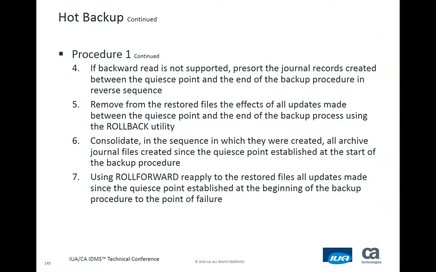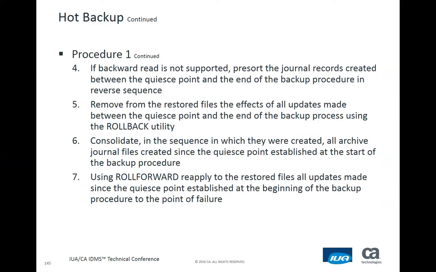So now what we want to do is remove all of the problems that backup file has. So you go through and you run the rollback utility from those archive files that were created during the hot backup procedure. So that backup, we consider that to be restored at the end of the backup procedure. We're now going to roll backwards to the beginning of the backup procedure, that quiescence point that was established at the very start of the backup procedure.